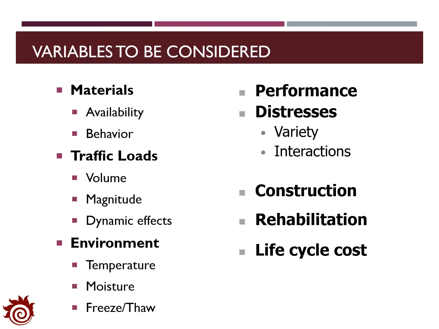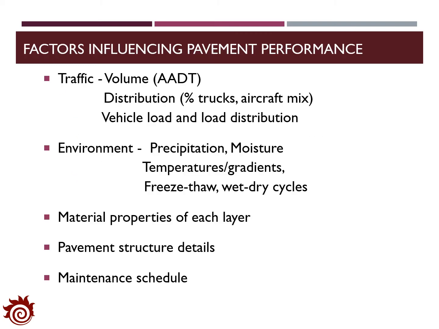By summarizing all these elements, we can conclude the variables we need to consider in the pavement design, and we already introduced all these variables in our previous lecture. So in pavement design, we need to consider the materials, traffic loads, environmental impact, the performance of the pavements, the potential distress types, and the construction cost, the rehabilitation cost, and life cycle cost. Here are listed several key factors which have a very significant impact on the pavement performance. The first one is traffic volume, which is usually measured with the annual average daily traffic, ADT.